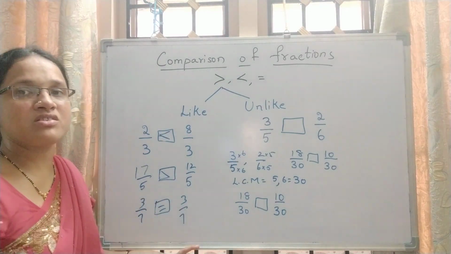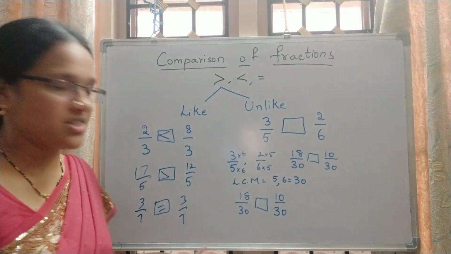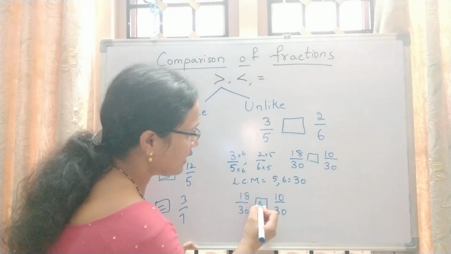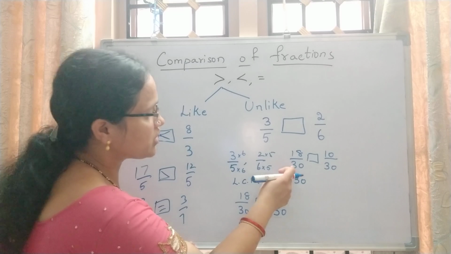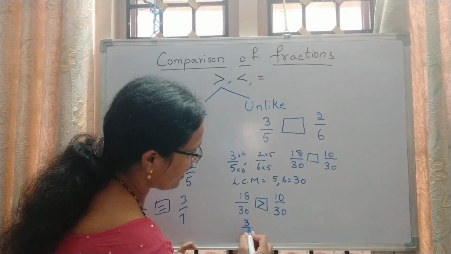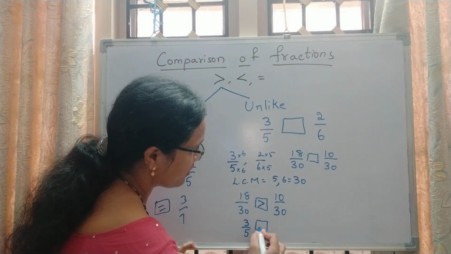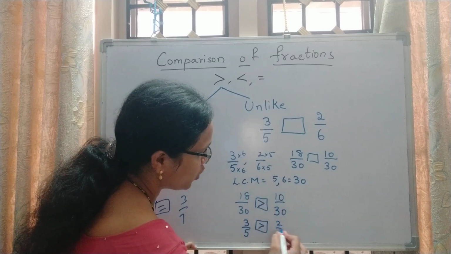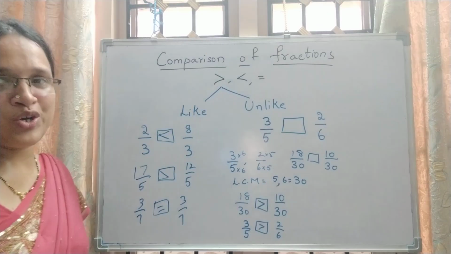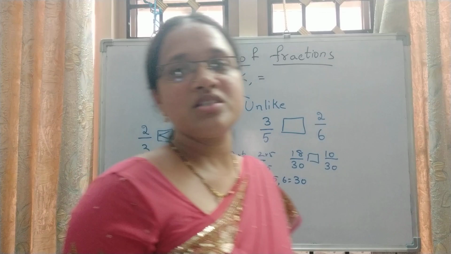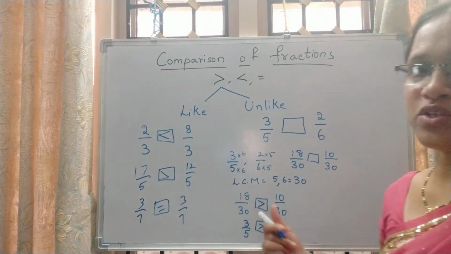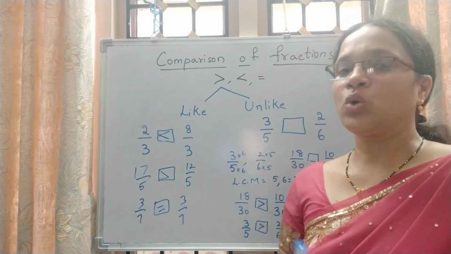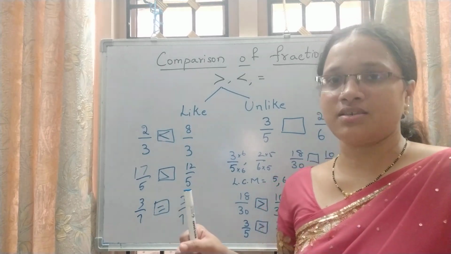You will follow the same procedure which is there in like fractions. That means 18 by 30, open the mouth towards the greater number. 18 by 30 means which number? 3 by 5. So 3 by 5 is greater than 2 by 6. Yes or no? Yes. So if this is given for 2 marks and 3 marks, you need to do this procedure compulsorily.